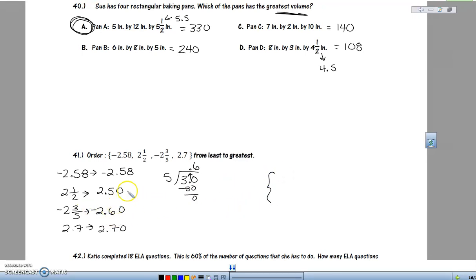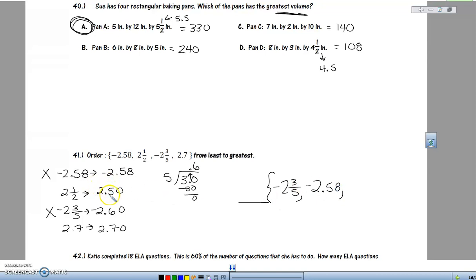Now, least to greatest, I'm going to look at my negatives. Is it worse to lose $2.50 or $2.60? It'd be worse to lose this. So I'm going to put my original. Now, we know this negative goes next.